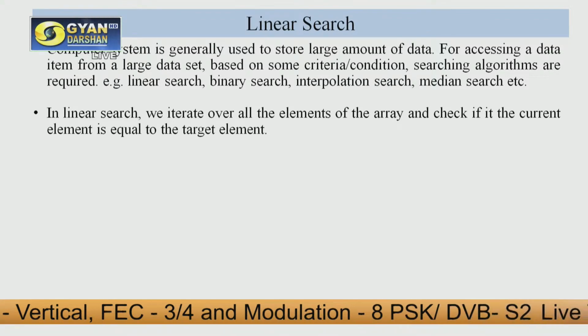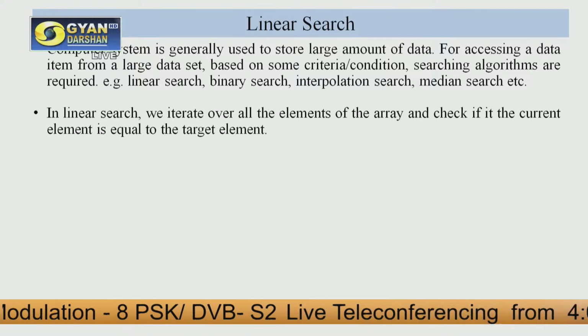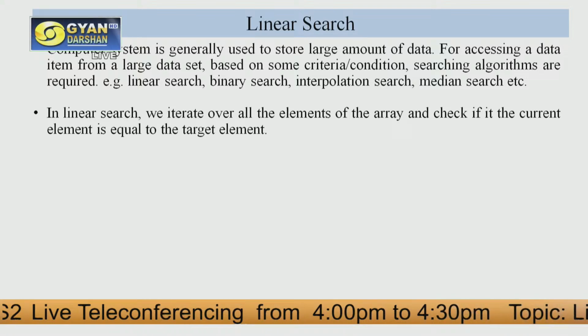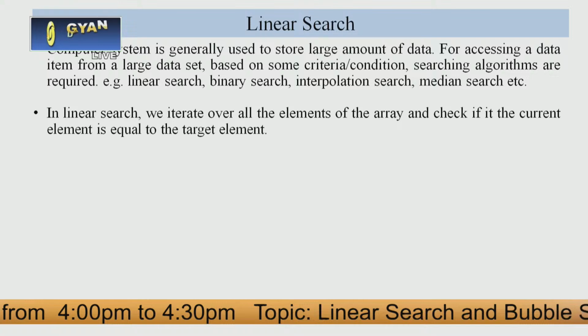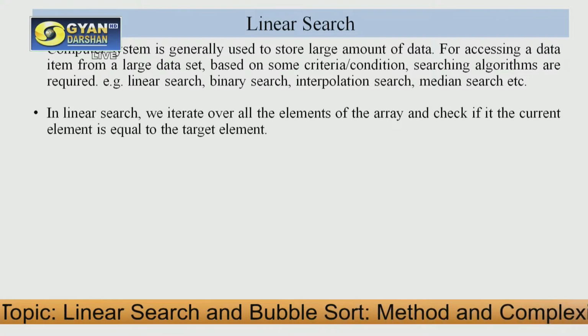we iterate in this method over all the elements of the list, starting from the first location till the last. So either we get the desired element or we do not find the element if it is not available in the list. I will explain it with the help of an example.